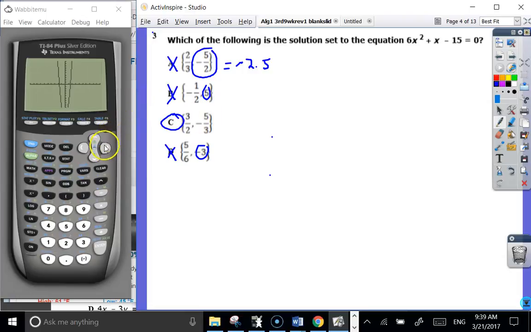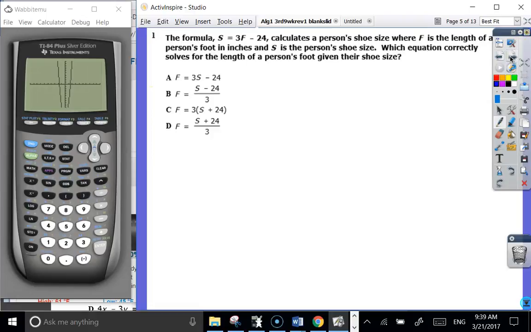Okay, so let's go to the next one. This is the kind of problem like we did in the homework, which is a bunch of letters, and you have to solve for one of the letters. Here's the equation that we're solving for f. It says f equals 3f minus 24. Now what would you have to do to isolate the f?